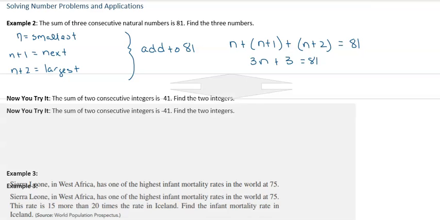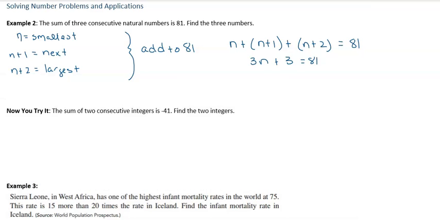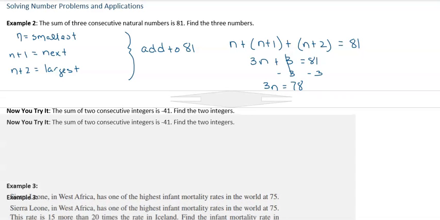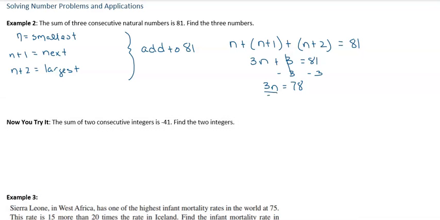So we're going to divide by 3. Nope, we're not going to do that next. Sorry, I'm not going to divide by 3 yet because we've got a plus 3. So we've got to do that first. So we've got to say minus 3 on both sides. And we're going to get 3n equals 78. So now think about what you would do. And we are going to divide both sides by 3. And we get n equals, 3's cancel out, n equals 26.